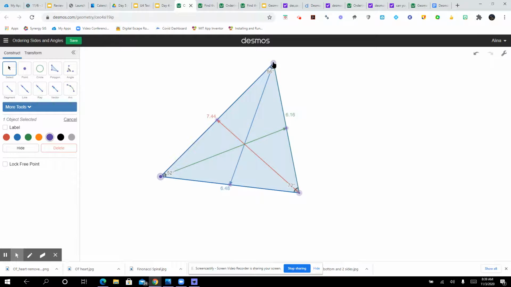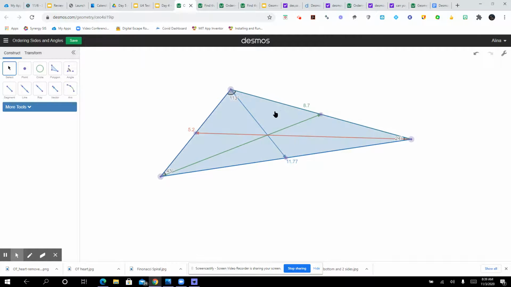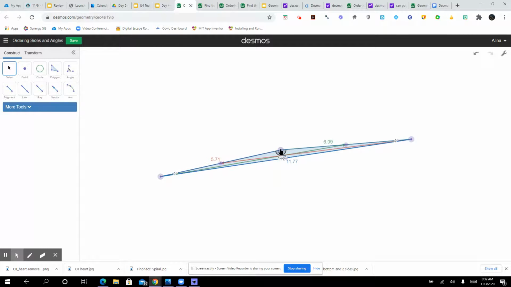We can do it the other way too. So now our small is 5.2 and our medium is 5.7. Small plus medium is bigger than big. As this triangle becomes flatter and flatter, those numbers get closer and closer. So 6.09 plus 5.71 is going to be 11.8, then 11.7. As we get closer and closer, they're going to get closer to 11.7, and once they equal 11.7, we've got a straight line again.